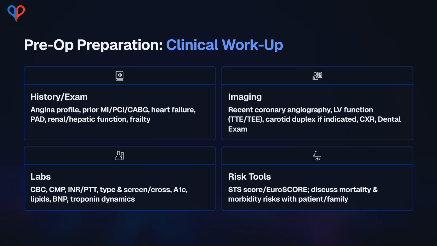Pre-op begins with a tight risk inventory: clinical history, ischemic burden, ventricular function, and extracardiac comorbidities. Recent angiography guides our targets. TTE or TEE defines left ventricular function. We score risk with STS or EuroSCORE and counsel patients on benefits versus risks.